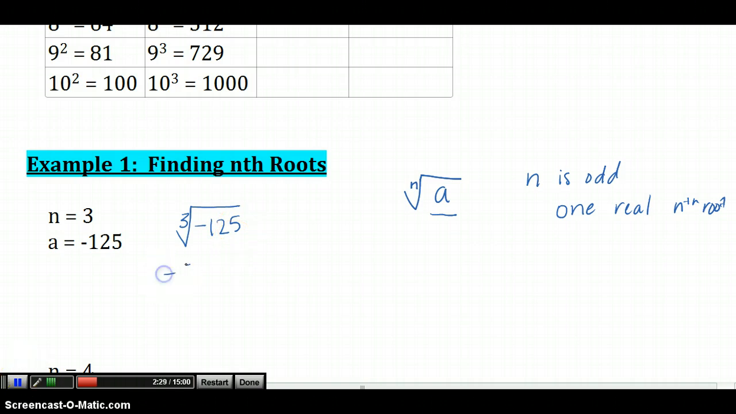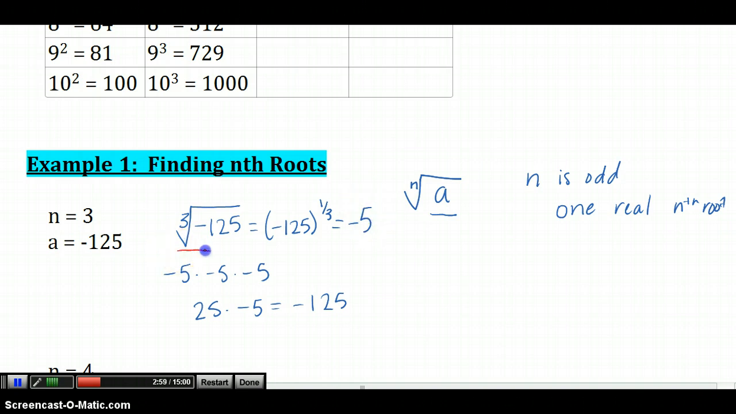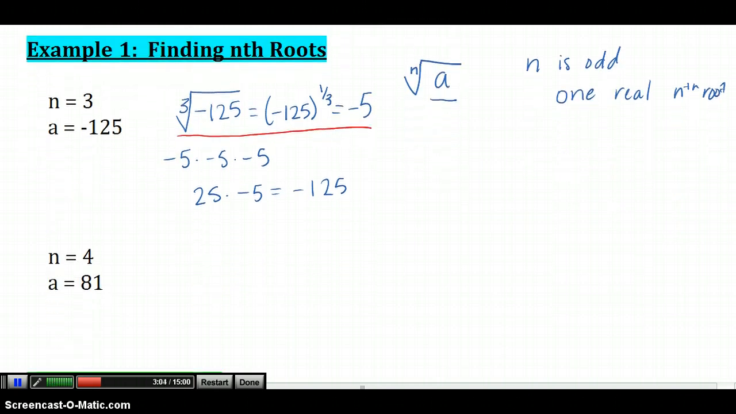If we took negative 5 times itself 3 times, we would see negative 5 times negative 5 gives us 25, times a negative 5, which would give us negative 125. So the cube root of negative 125, which can also be written negative 125 to the one third power, is equal to negative 5. It is important to know that all of this notation is the same thing. Let's look at another example, now with an even root.